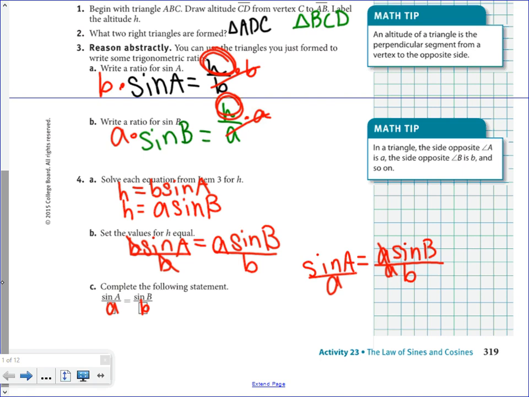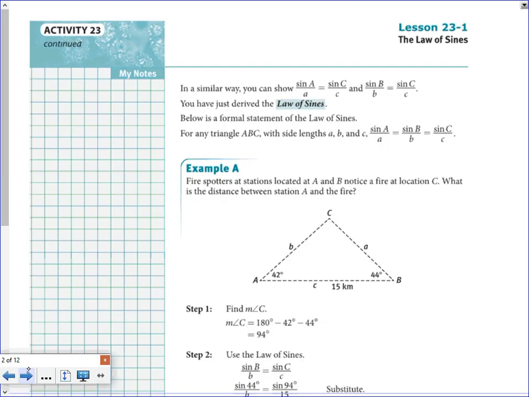And if you go to the next page, they tell you, in a similar way, you could show that sine of A over A also is equal to sine of C over C, and sine of B over B equals sine of C over C. Basically, you could show all three pairs would work, by a similar sort of method as what we just did. We're not going to go through them. If you want to, you're welcome to try those. But deriving those is called the law of sines.